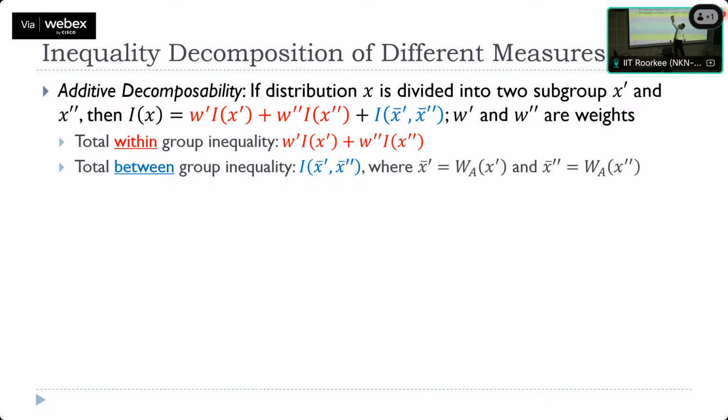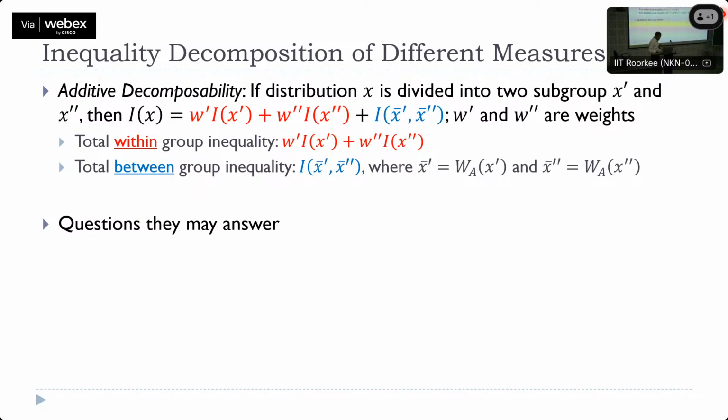So if you can break down this overall inequality measure into these components, that is called additive decomposability. If you are trying to understand inequality within state and inequality across states, you want this particular property to be satisfied. You cannot use Atkinson because Atkinson cannot be broken like this. You cannot use Gini because I will show you what problem you have.